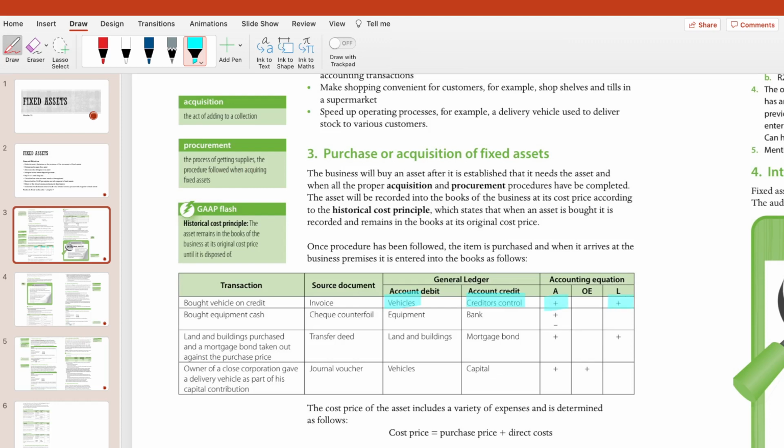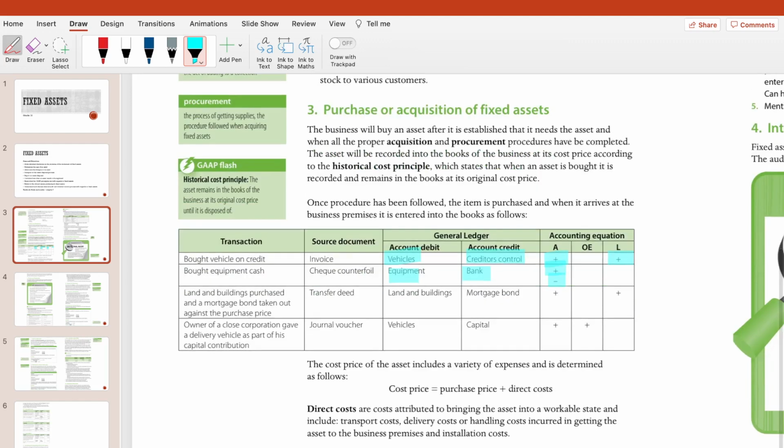So we bought equipment on cash. If you bought it with a cheque, your source document will be the cheque counterfoil. We will debit our equipment and we will credit our bank. And the accounting equation is your assets increased with the equipment, but it also decreased your assets because money left the bank. Land and buildings purchased and a mortgage bond taken out against the purchase price. So there's a transfer deed. We debit our land and buildings and we credit the mortgage bond. So our assets increased and our liabilities increased.